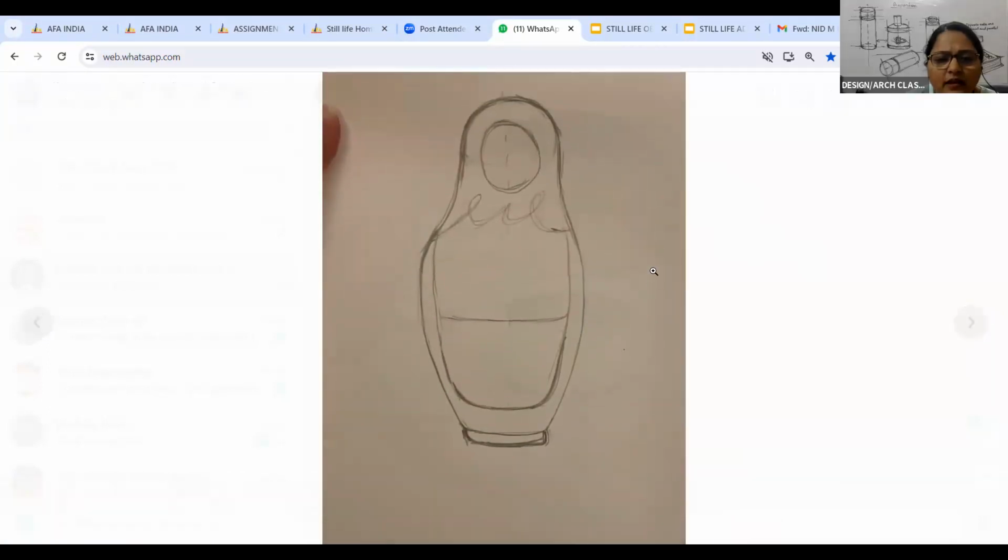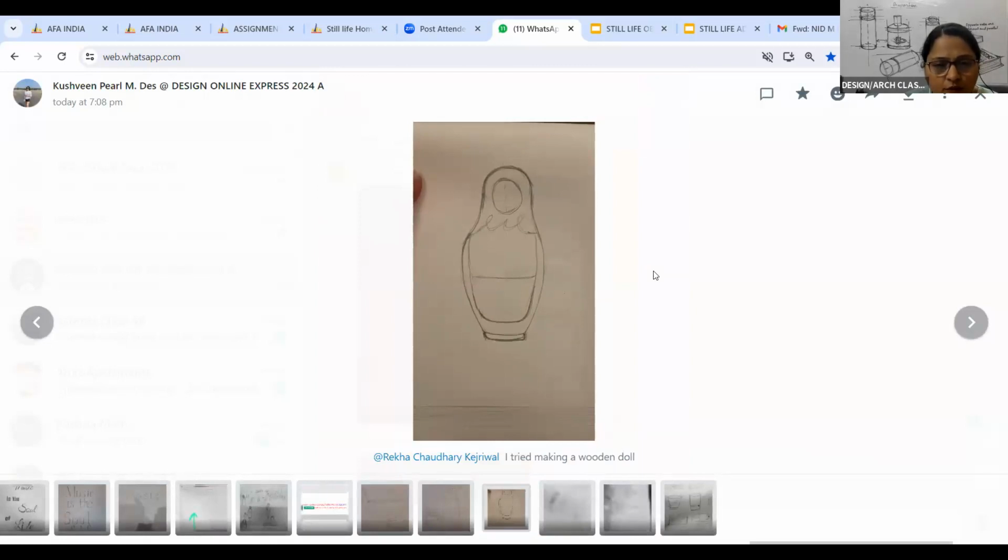Okay, so this is Kushveer. You tried, I think, doing a perfume bottle, Kushveer. You need to check this proportion again. Here left and right is having a little problem. Okay, don't try making everything at eye level, because this is the first sketch which you tried.